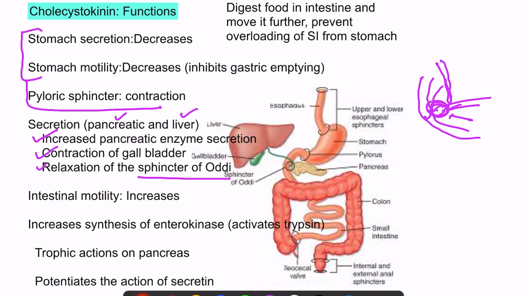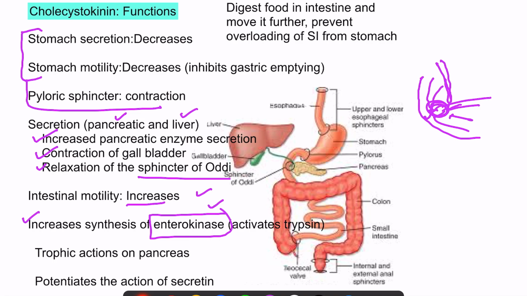Then intestinal motility increases, because food should digest and move forward. It also causes an increase in the synthesis of enterokinase. Enterokinase is the enzyme which is released in the small intestine, which causes activation of trypsinogen to trypsin. So we want that after release of the pancreatic enzymes, they should be activated as well. So, increased synthesis of enterokinase.